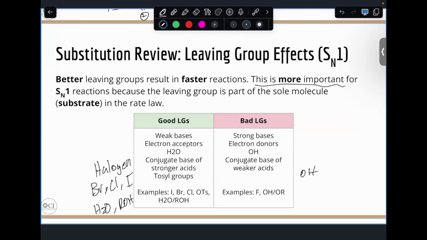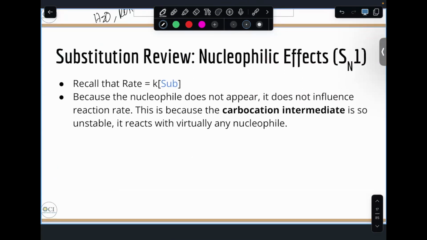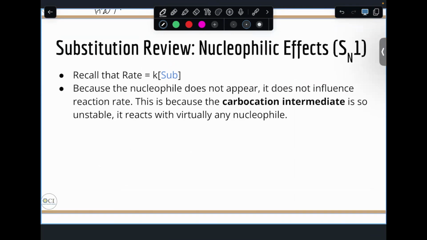And this is also important because in the rate law, rate equals K times substrate. The substrate contains the leaving group. So a good leaving group will make it a better substrate and a faster rate. Pretty much what I just said. The nucleophile doesn't really affect the reaction rate because as soon as the carbocation is formed, it's going to go. It's trying to get there. So it doesn't really matter. It's going to be really fast. The thing that's slow is the leaving group.